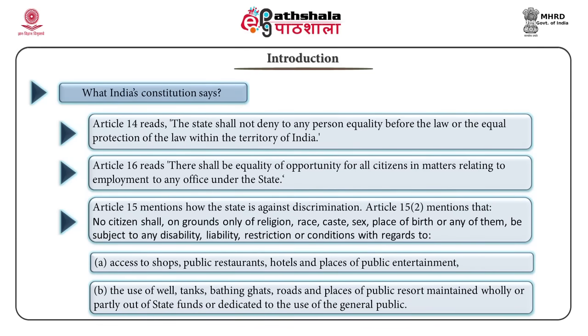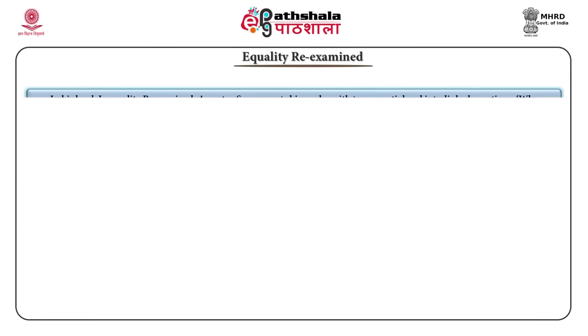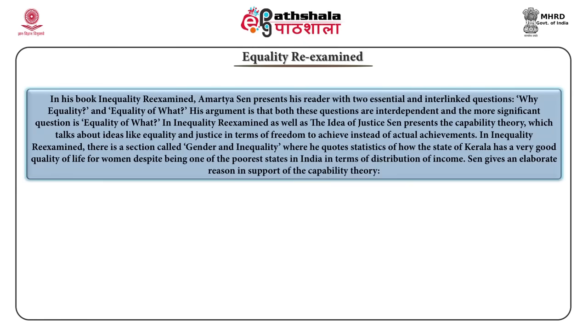Let's look at it a little bit more philosophically. In his book, Inequality Re-Examined, Amartya Sen presents the reader with two essential and interlinked questions. Why equality, and equality of what? His argument is that both these questions are interdependent, and the more significant question is equality of what? In Inequality Re-Examined, as well as his later book, The Idea of Justice, Sen presents the capability theory, which talks about ideas like equality and justice in terms of freedom to achieve instead of actual achievements.